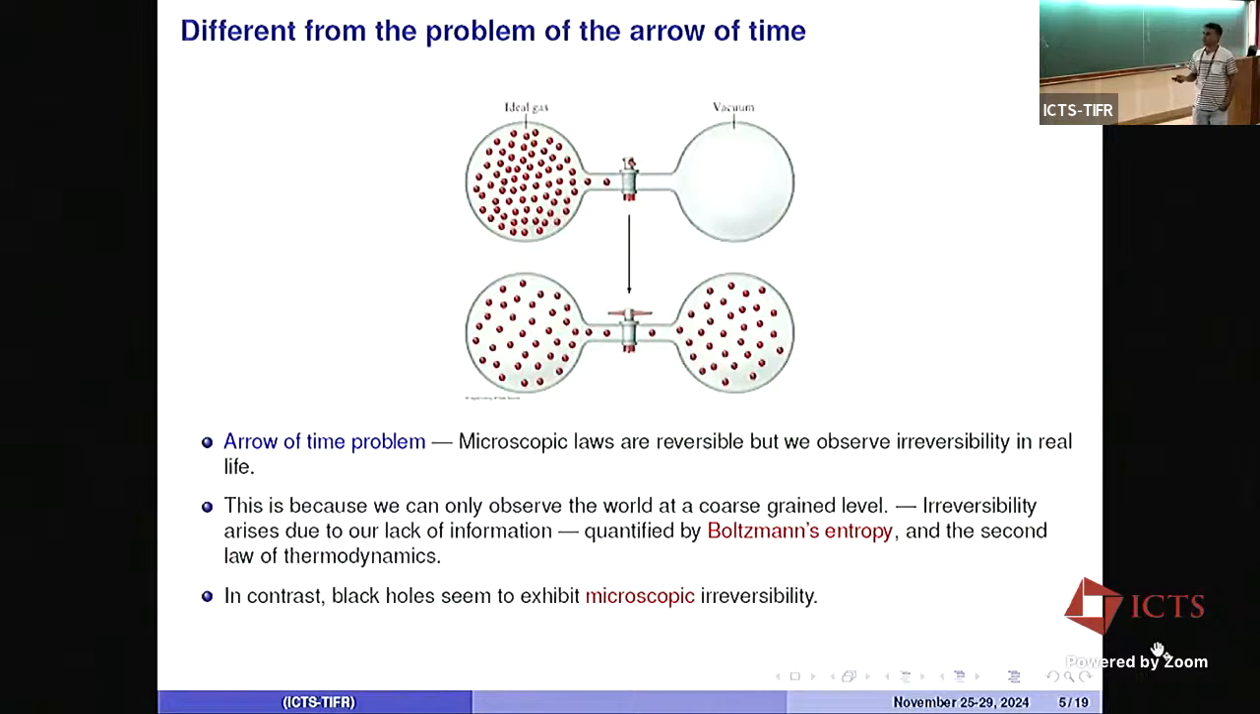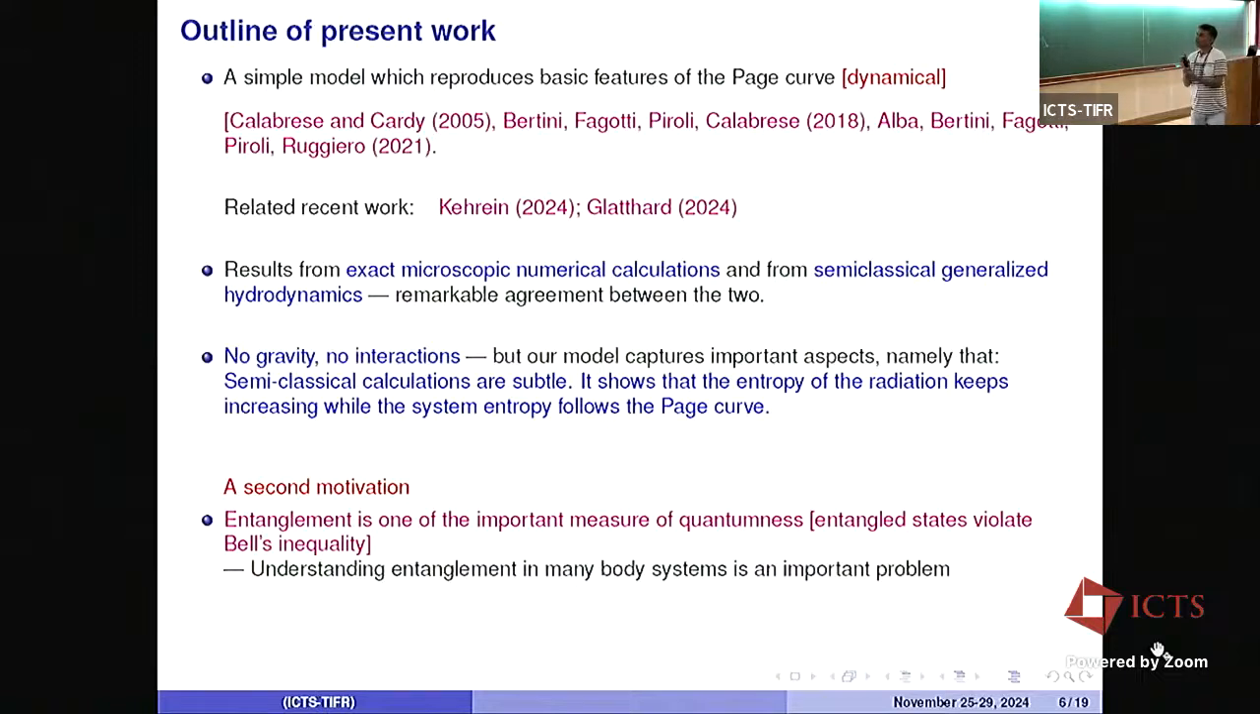In contrast, for the black hole, one observes in some sense microscopic irreversibility, right? The von Neumann entropy, which is a microscopic object, keeps increasing. Okay, so now let me talk about what we did.